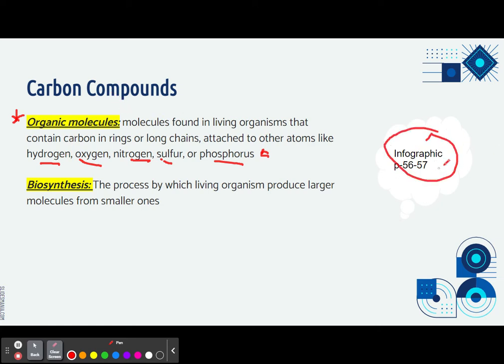Check out your infographic on that page. It talks a lot about the carbon compounds. We talk about biosynthesis, the process by which living organisms produce large molecules from smaller ones. What's cool is that when we make proteins from the little things that make up proteins, we put them together the same way that we put sugars together, the same way we put DNA together, the same way we put lipids together. They're different things coming together, but how they go together is the same process. We'll talk about that in just a second.